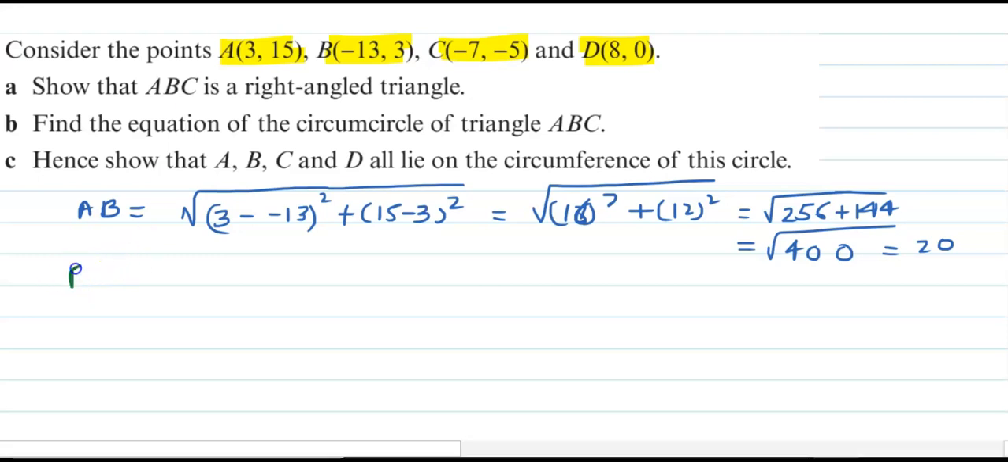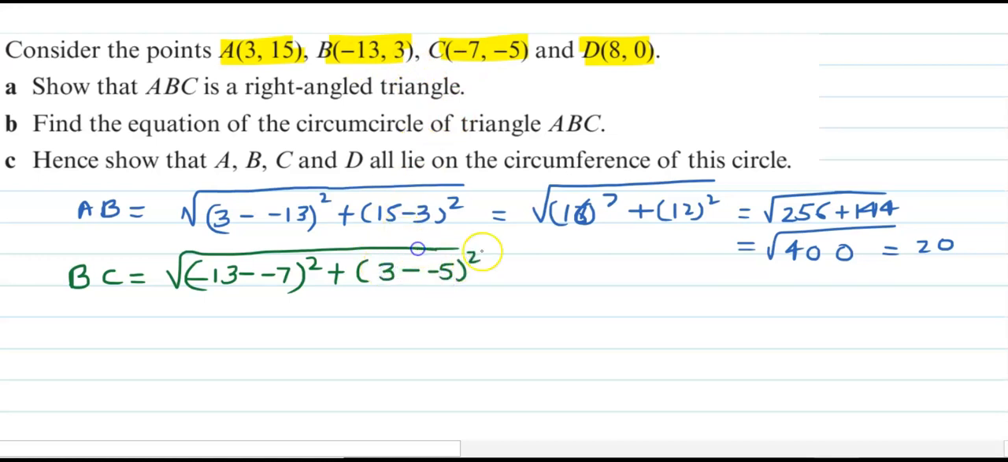Similarly we can find BC, using the same formula: (-13 minus (-7)) whole square plus (3 minus (-5)) whole square. Here we get minus 13 plus 7, that is minus 6. Minus 6 square is 36. 3 plus 5 is 8, and 8 square is 64. So 64 plus 36 is 100, and the square root of 100 is 10.